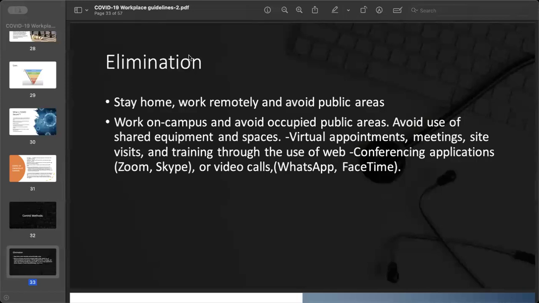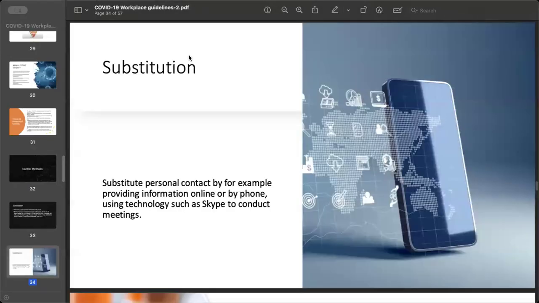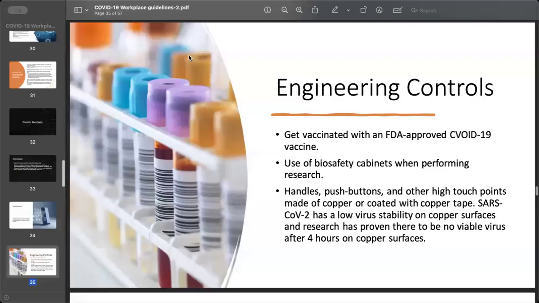Control methods. Elimination: stay home, work remotely and avoid public areas, work on campus and avoid occupied public areas, avoid use of shared equipment and spaces, and hold virtual appointments, meetings, site visits, and training through web conferencing applications such as Zoom, Skype, or video calls. Substitute personal contact by, for example, providing information online or by phone, or using technology such as Skype to conduct meetings.